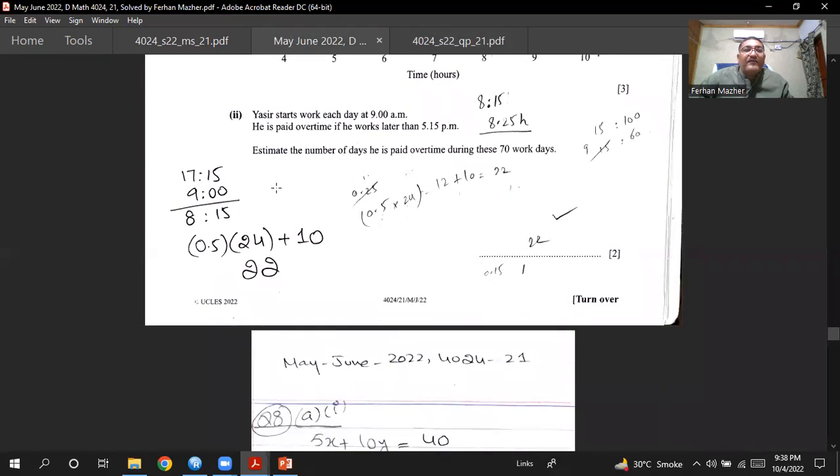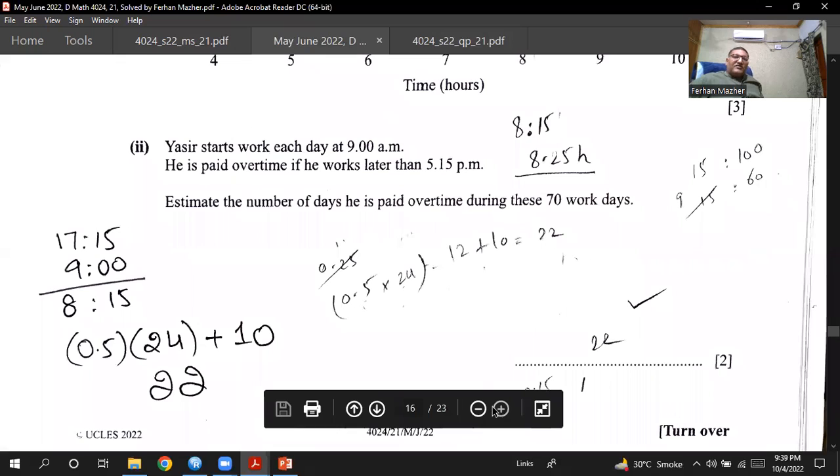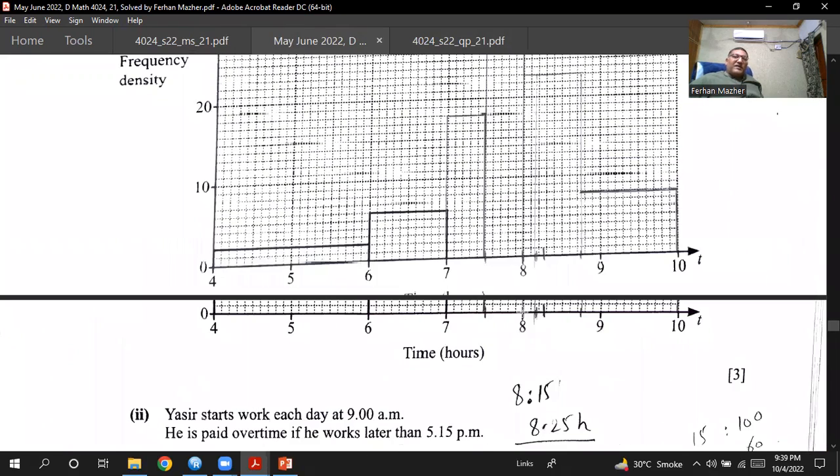From 17.15, 5:15 p.m., that is 1715, I will subtract 1900. Sorry, 0900. So it will be 8 hours and 15 minutes. 8 hours and 15 minutes means 8.25 hours. So when he worked more than 8.25 hours, he is paid overtime.